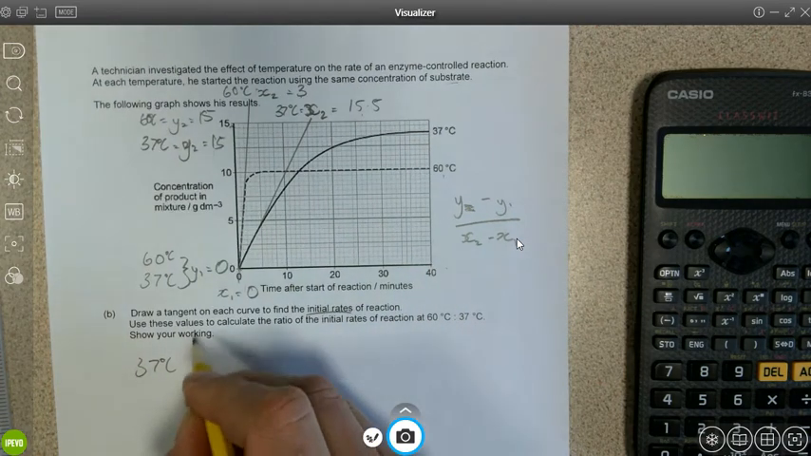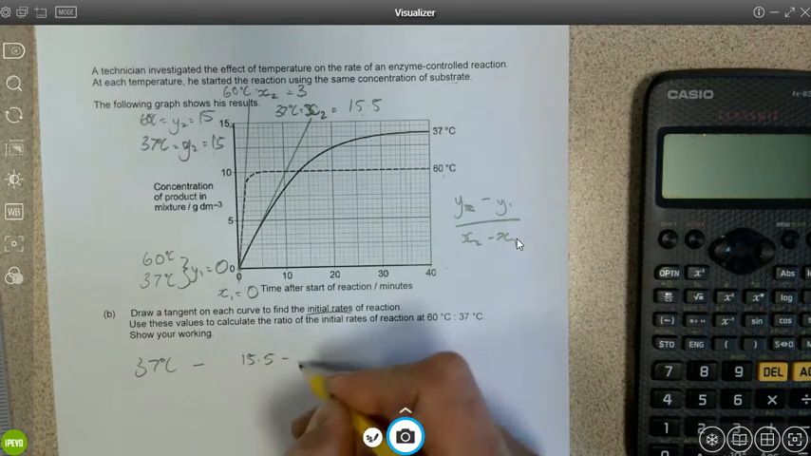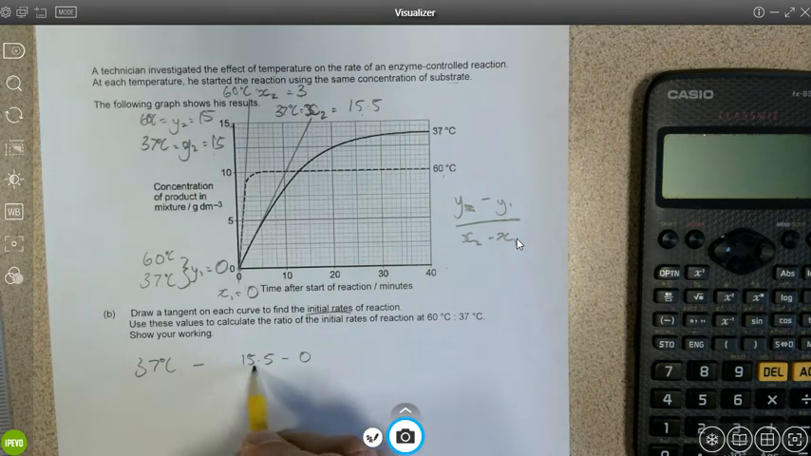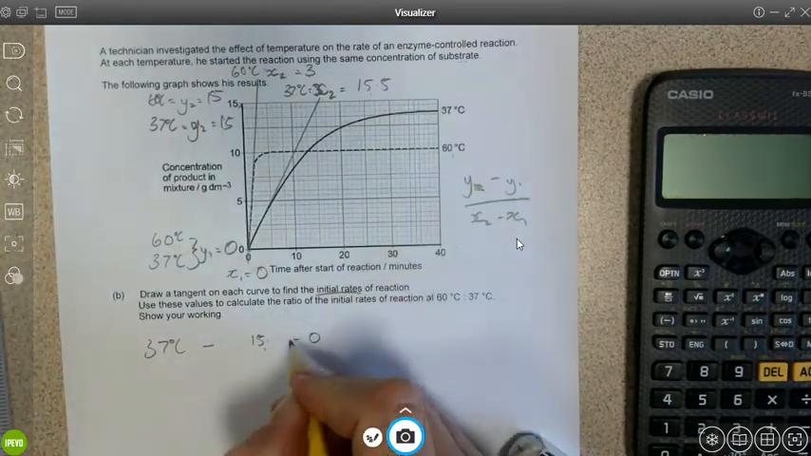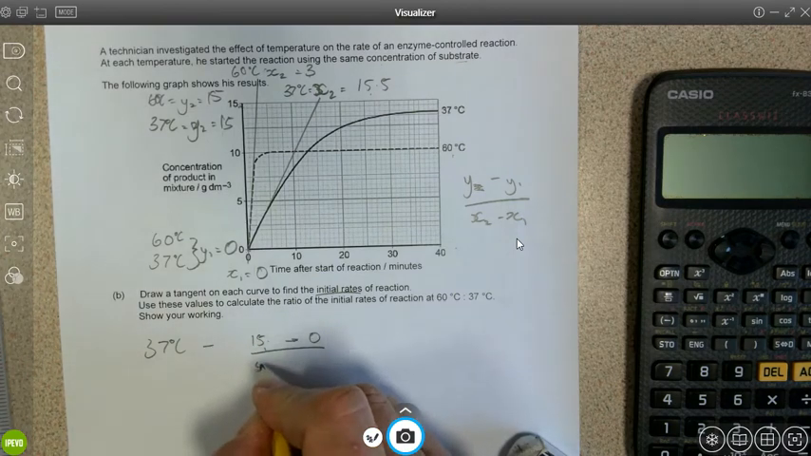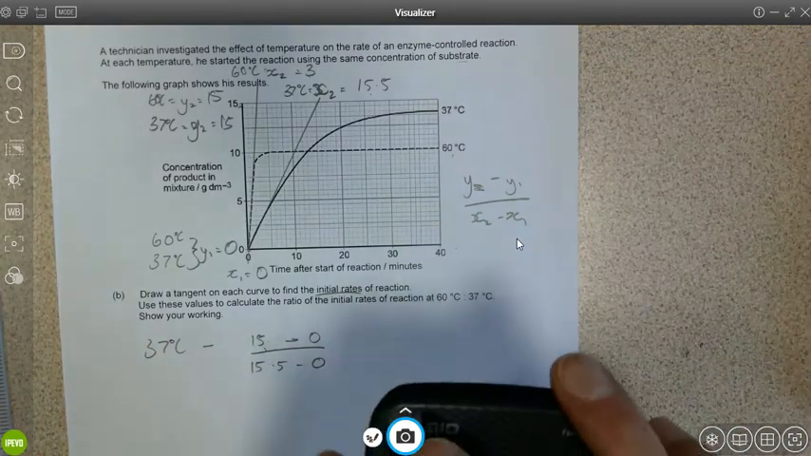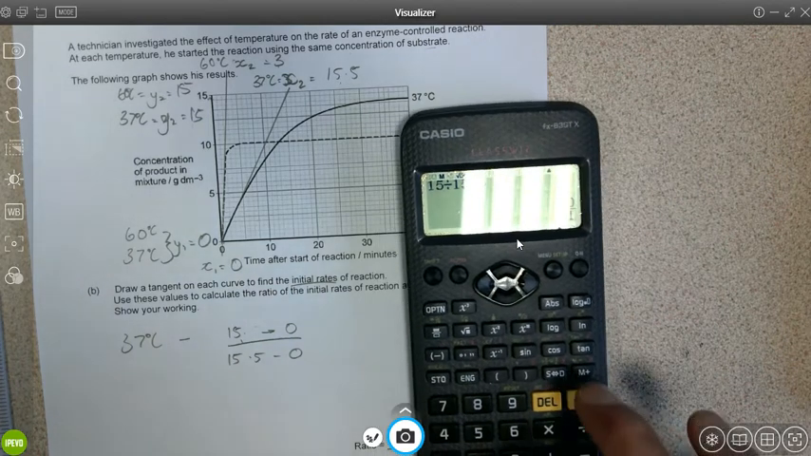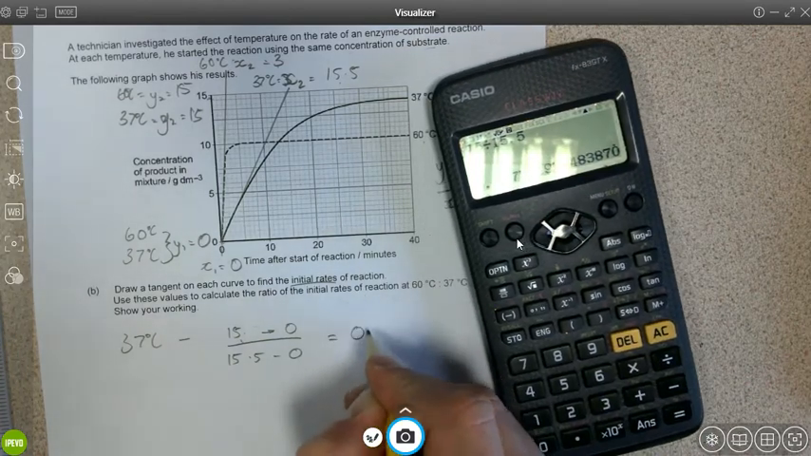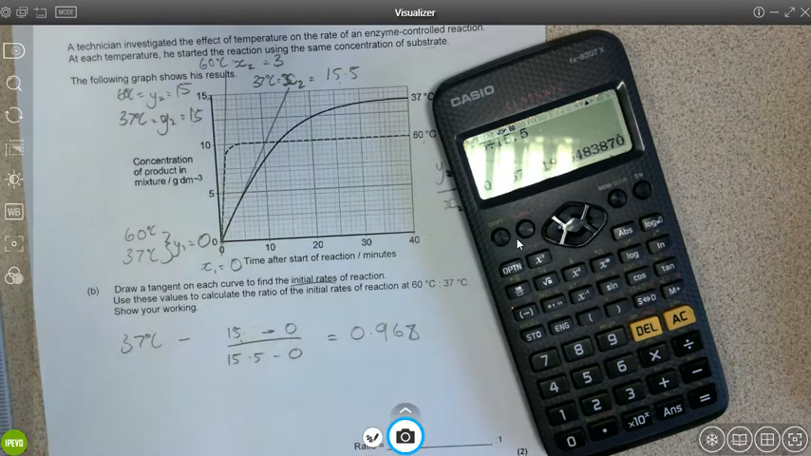So at 37 degrees, we have 15.5 minus 0. Sorry, no, it's not 15.5. 15 for Y2 minus 0 over 15.5 minus 0, which is 15 divided by 15.5 equals 0.967. Let's say 0.968, round up there.